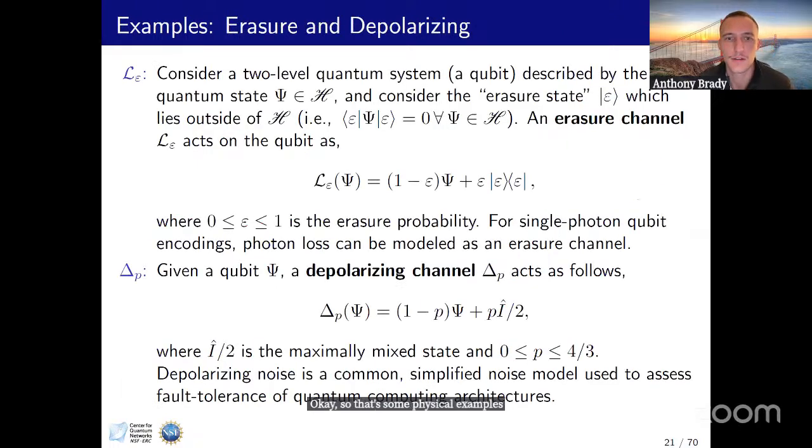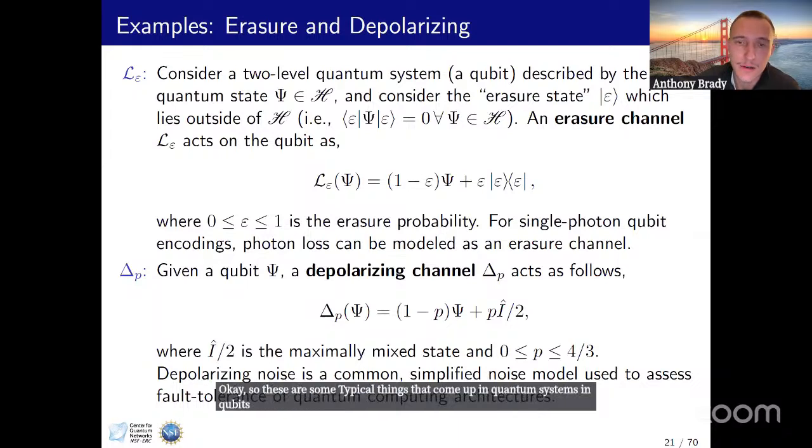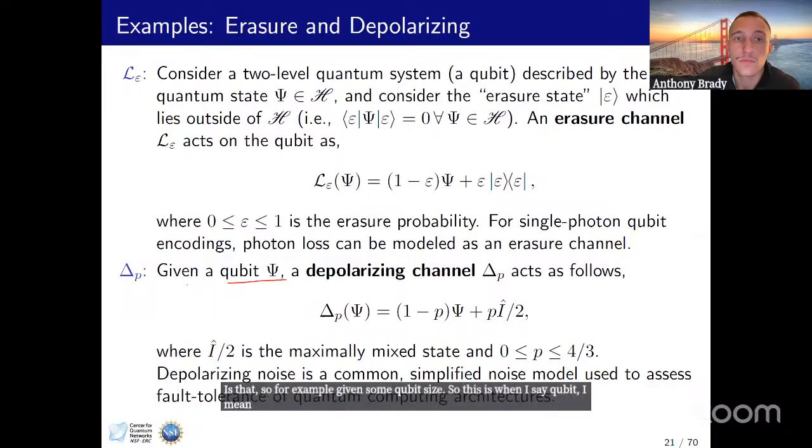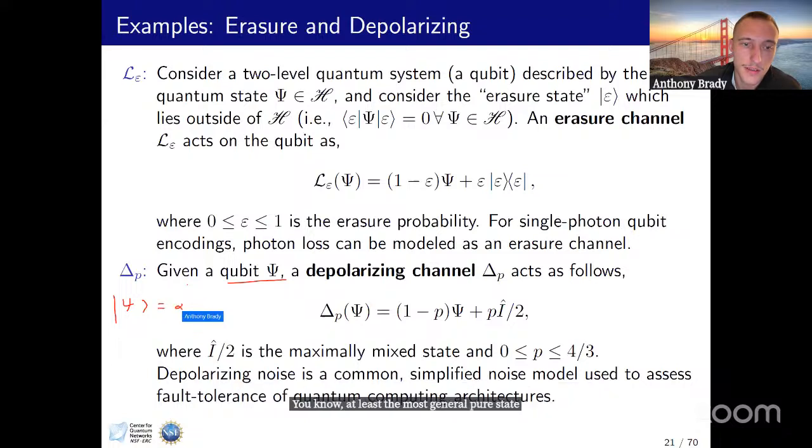Next slide, Howie, please. Okay, these are more formal examples. These are some typical things that come up in quantum systems, in qubits and in single photons alike. The depolarizing channel on the bottom is more of a qubit thing. It's sort of a worst-case scenario for qubit noise. For example, given some qubit psi, and when I say qubit, I mean a two-level system, a superposition of 0 and 1, at least the most general pure state is just like this.